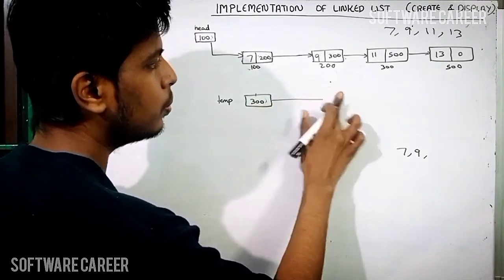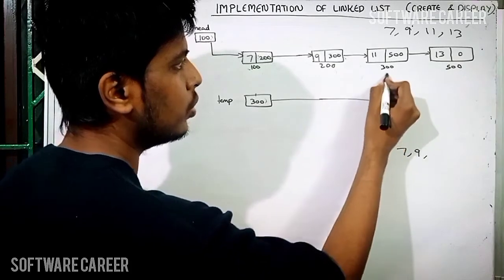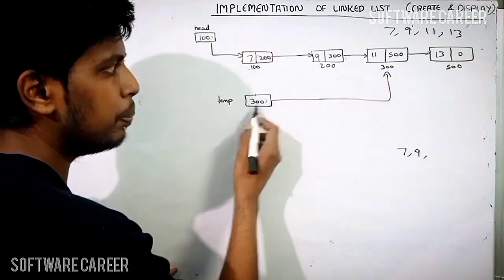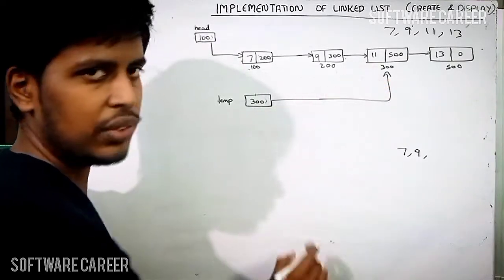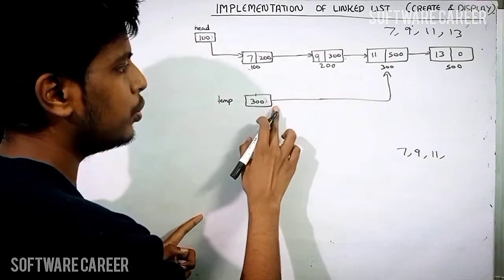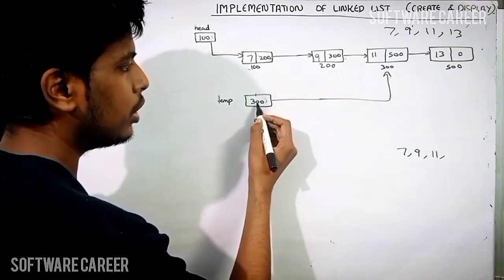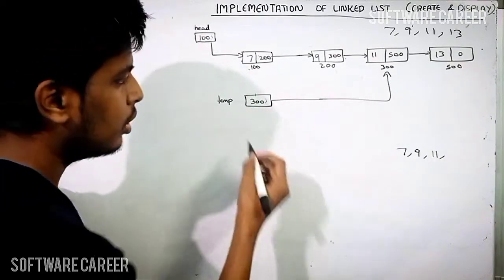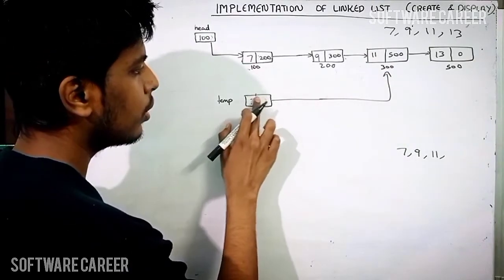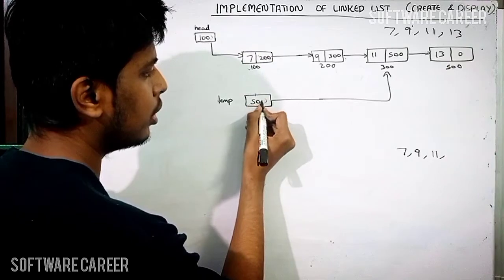So this pointer points to the next node. Now you should print the data present in this node. So temp data: 300's data is 11, so you should print 11. Now again you should move the pointer to the next node. So temp should be updated to temp next. Temp is 300, and 300's next is 500. So I am updating the value to 500.